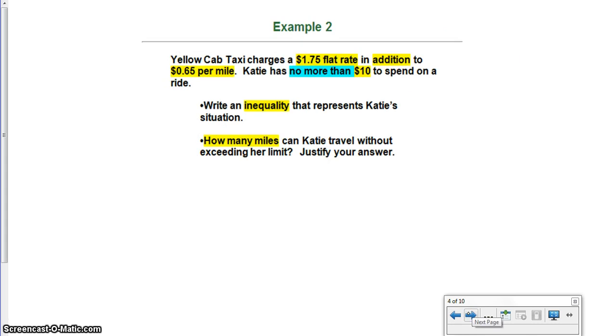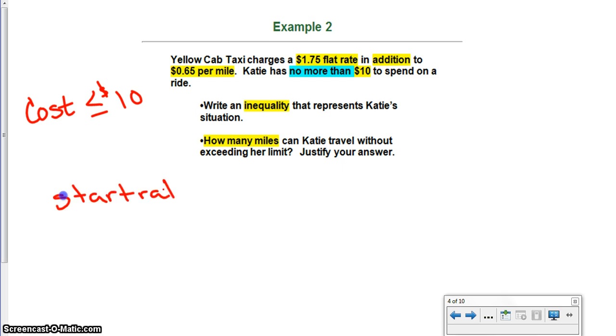Yellow Cab Taxi charges a $1.75 flat rate in addition to 65 cents per mile. Katie has no more than $10 to spend on a ride. Write an inequality that represents Katie's situation. How many miles can Katie travel without exceeding her limit? Well, let's think about this way. Again, verbal model. The cost has to be less than or equal to $10. What does it cost? It costs a start rate, and then it costs 65 cents per mile, and that has to be less than or equal to $10.